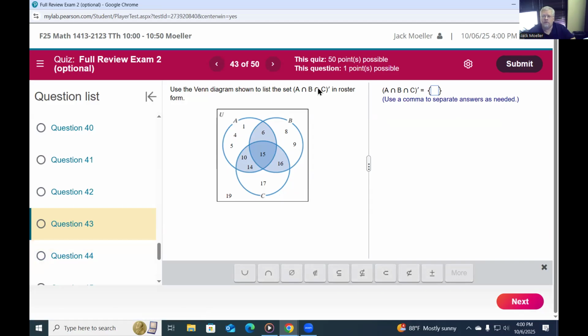If this was unions, remember union is everything. So if this was A union B, union C complement, well, the union is everything in A, everything in B, everything in C. So if these were all unions, that would be all of those circles. The complement would be just 19. That would be the only thing left after we unioned all those.